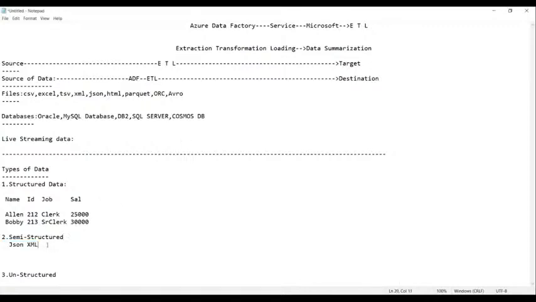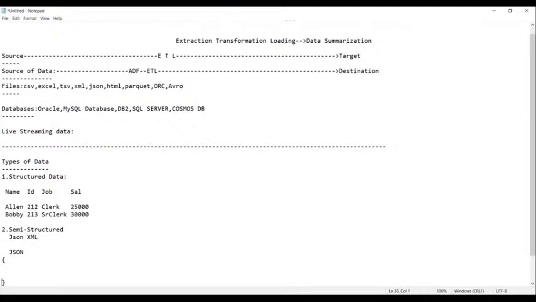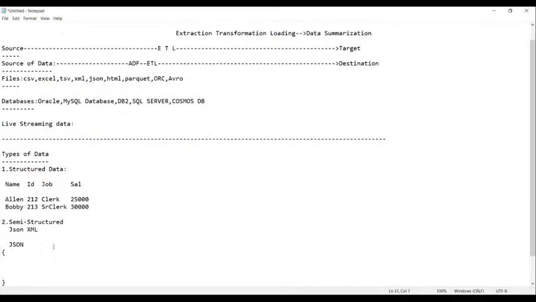So let's see how the data appears in a JSON file. In a JSON file, the data is recorded in the form of key value pairs, and it will be recorded in curly braces. Suppose the same data, if you have to write it into the semi-structured JSON format, how do we write it? Let us see.